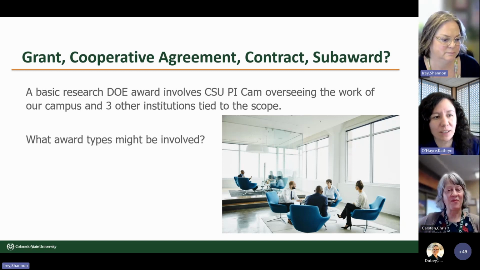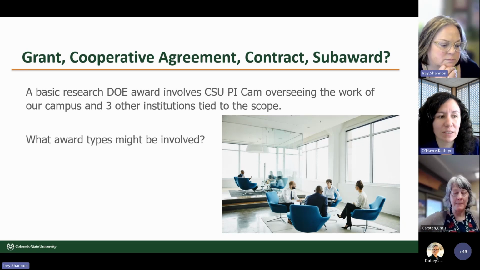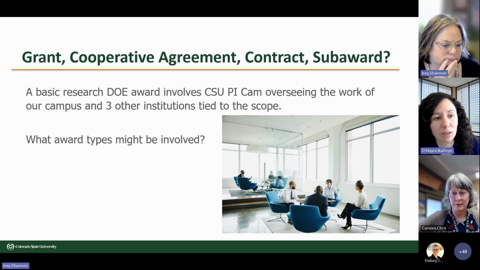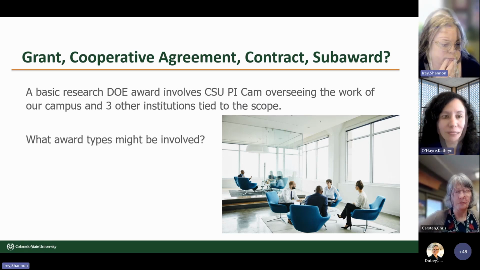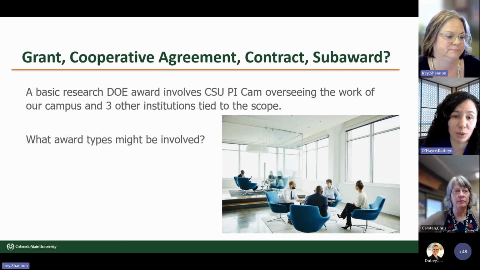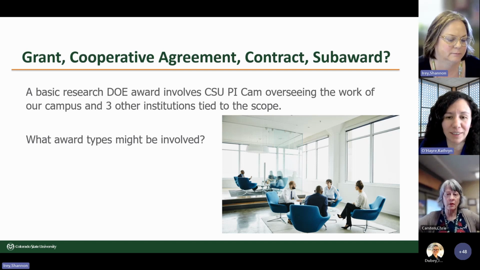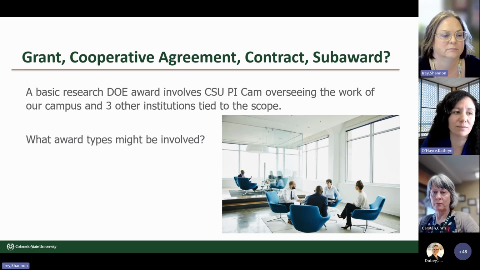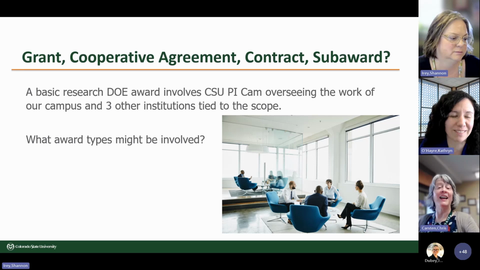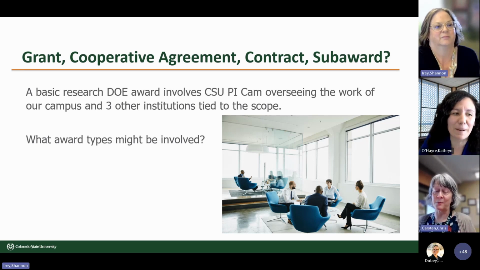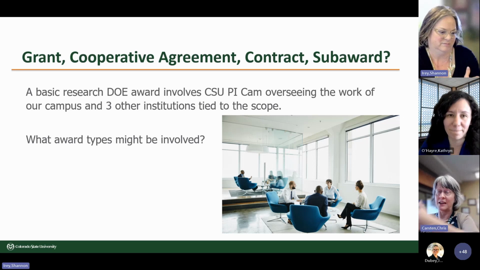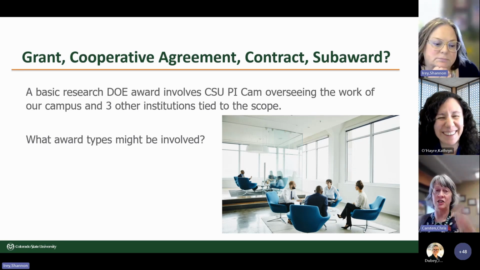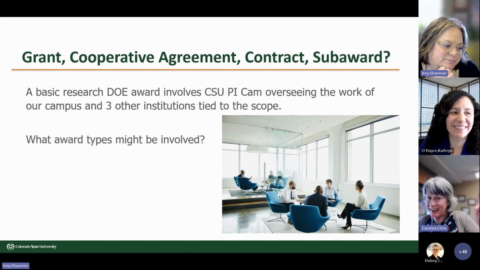Basic research, DOE, involves CSU PI CAM overseeing the work of our campus and 3 other institutions tied to the scope. So what award types might be involved? It could be anything in this situation, or a cooperative agreement, very likely, grant, likely, subawards, possibly. So you got all the options. It's basic research, so it's probably not a contract, right? And that's why I put that in there. We don't want a contract for basic research because basic research should be undefined, building a body of knowledge, not a deliverable. That's why it was sneaky.